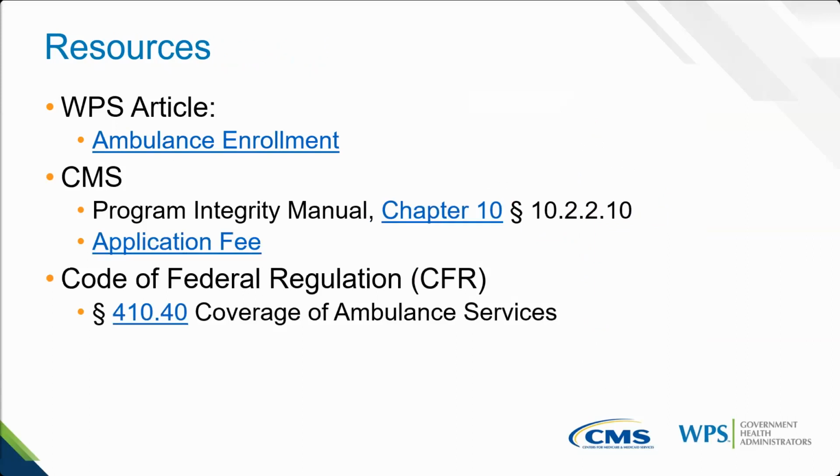You're going to notice in the materials today, I've also included some resources for you. We do have a WPS article on ambulance enrollment that has links to a lot of helpful information, PECOS, the application, the paper 855B itself. I've also included some information regarding the application fee that is located in Chapter 10. You'll also find information about the site visits there if you need that. And then I'm also including the Code of Federal Regulations reference 410.40 for ambulance service coverage.